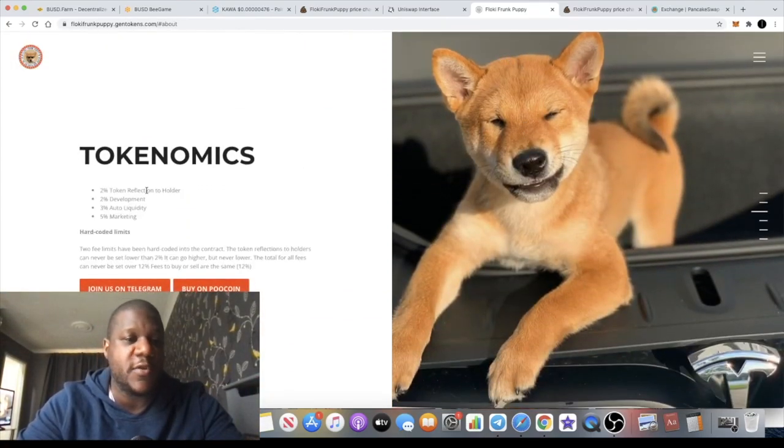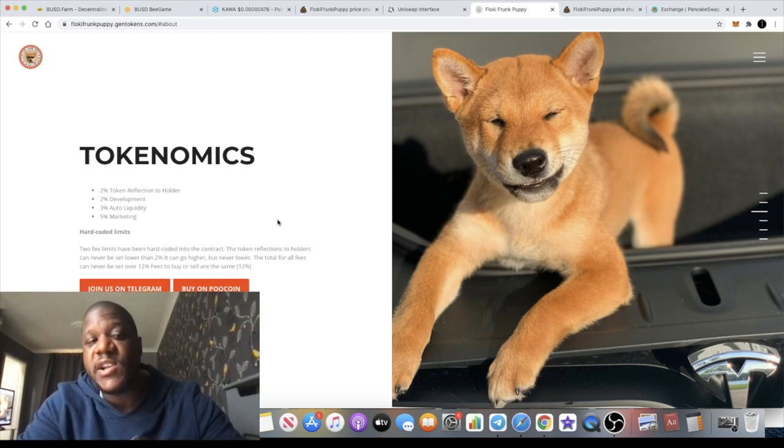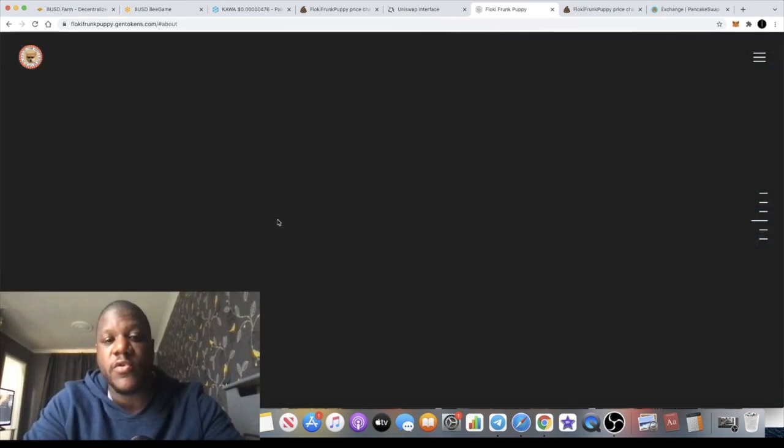If we look at some of the tokenomics, it's a 2% reflection to all holders. Okay guys, and the developer does touch on that in one of his videos, saying that will never change. 2% for development, 3% for liquidity, and 5% for marketing. And the developer doesn't actually hold any of these tokens unless it is for giveaways, so you don't have to worry about any team dumping tokens on you or anything like that.